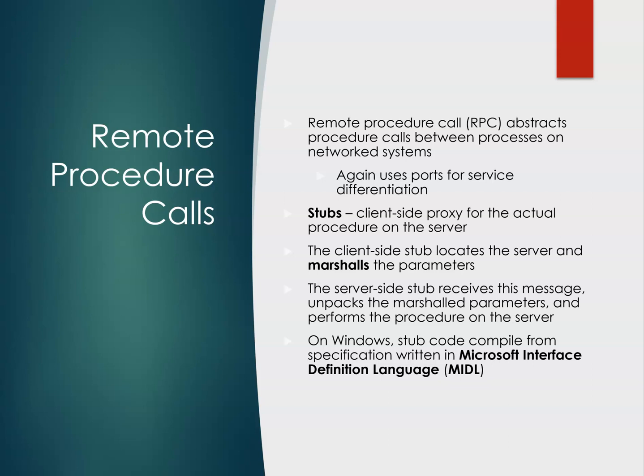I can't remember the name. So basically, on the client side, we have a proxy. The client-side stub locates the server and marshals or packages the parameters. The server-side stub receives this message and unpacks the parameters and performs a procedure call and then sends the results back. On Windows, stub code is compiled from something called MIDL. MIDL is no longer used, though.